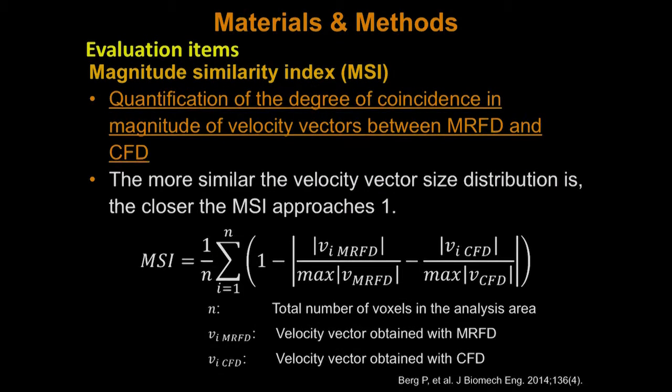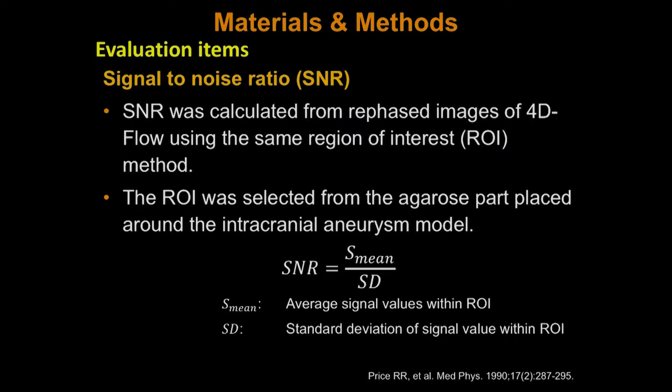Next is the magnitude similarity index, MSI. It is the quantification of the degree of coincidence in magnitude of velocity vectors between MRFD and CFD. And the equation is here, and one is the best. And the fourth is the SNR. We use the same region of interest method.